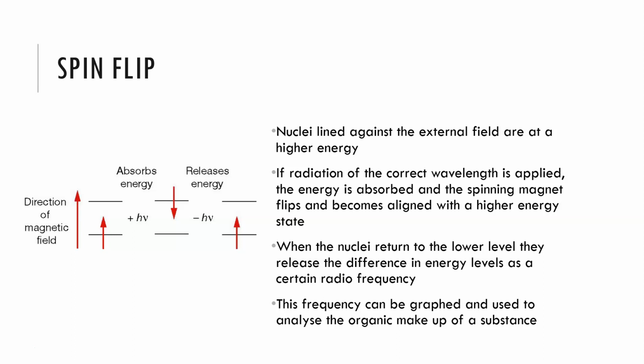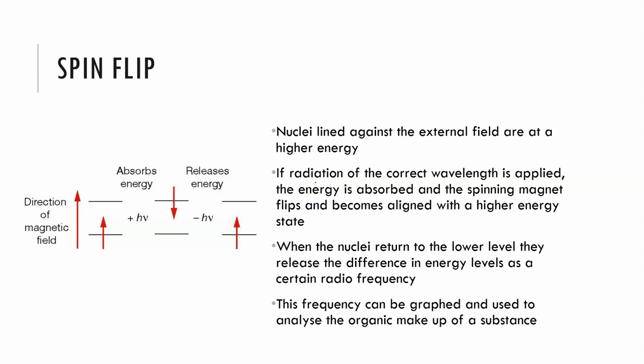When we make the nuclei spin from one state with the field to against the field, they absorb energy to do so. So nuclei that are aligned against the field are at a higher energy. If we supply radiation of the correct wavelength that corresponds to the frequency required for, say, a proton nuclei, then that energy is absorbed, and the nuclei undergoes what we call a spin flip. So it then goes into the higher energy state. We can measure that absorption of energy and its decay to get a signal from that particular proton.